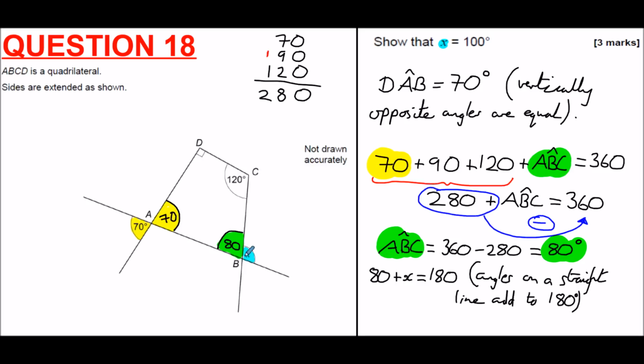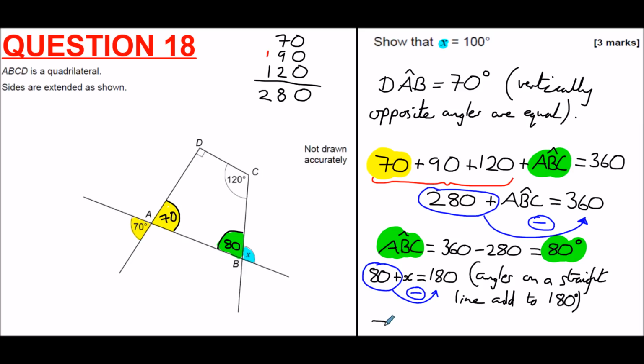But the two angles need to be touching. So we can't say that 70 plus 80 plus x equals 180 just because they're all on a straight line. It's got to be angles that are meeting at the same point and on the same side of the straight line. And so if 80 plus x equals 180, again we can solve that equation by just moving the 80 to the other side and swapping side, swapping sign.